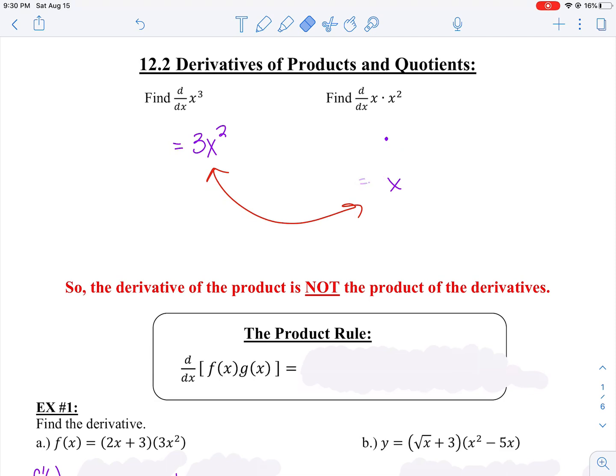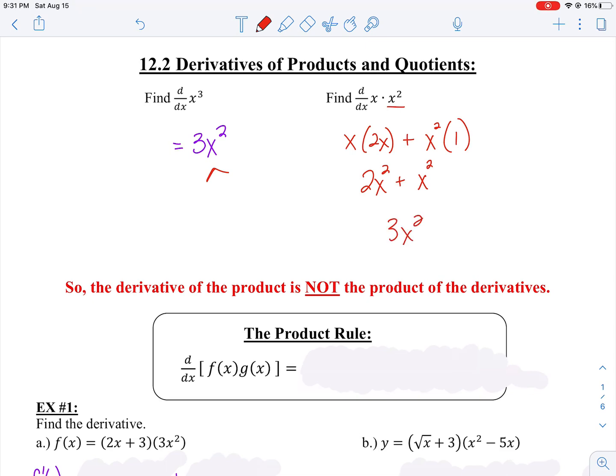What we have to do is what we call the product rule. The product rule says we take the first times the derivative of the second, which in this case would be 2x, plus the second times the derivative of the first. The derivative of the first, x, is just 1. X times 2x is 2x squared, and 1 times x squared is 1x squared. I have like terms now that I can combine. 2x squared plus 1x squared is 3x squared. And look, now I've got the correct answer.